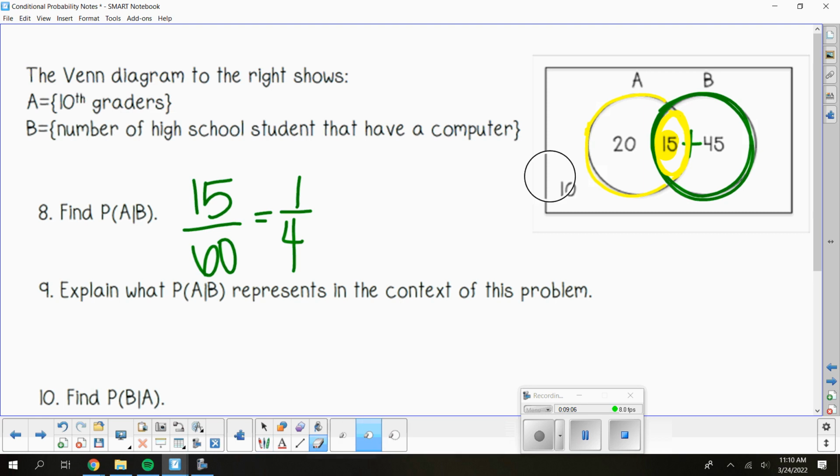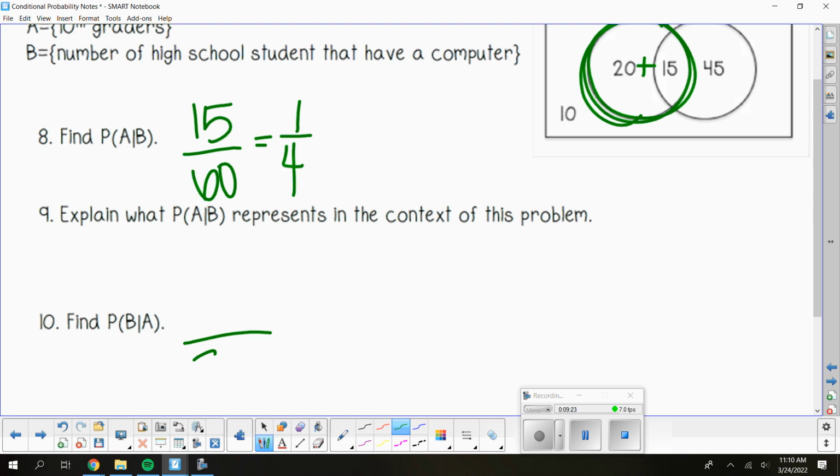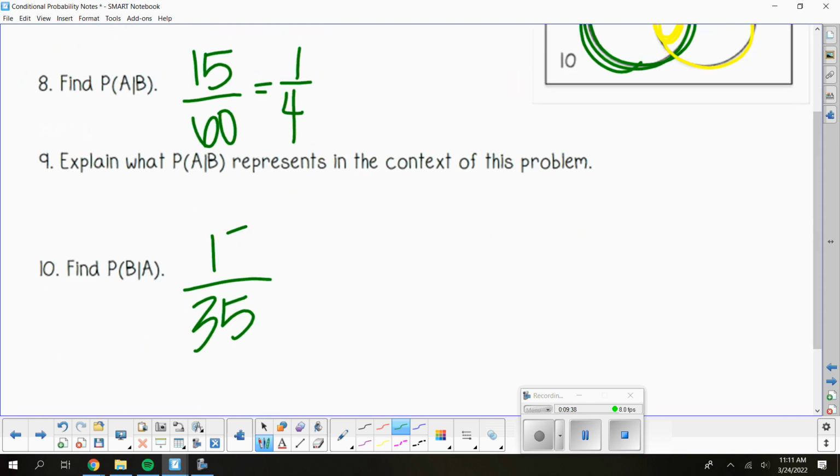Now, if we did the opposite, so this time I'm asking for the probability of B given A, so the probability that they have a computer given they're a 10th grader. So this time I'm only focusing on my A circle. So I have a total of 35 people in my A circle. Of those 35, how many are also part of B? On the B circle. So right here, that overlap between my A and B circle. So 15 total are also part of B. And that reduces down to 3 over 7.